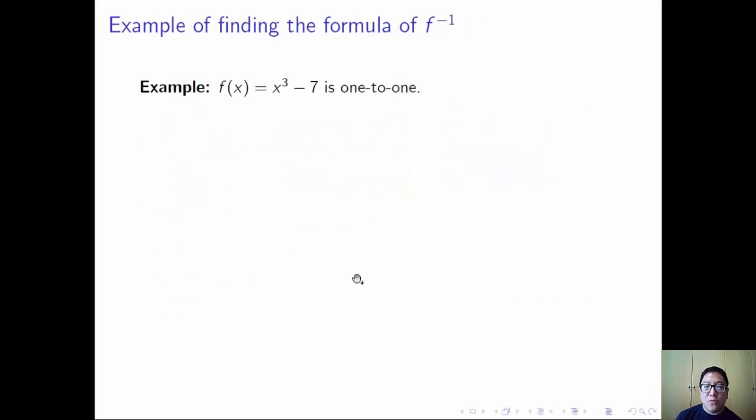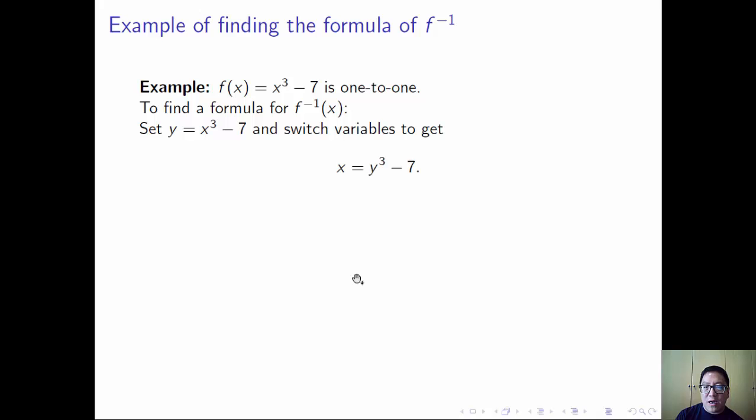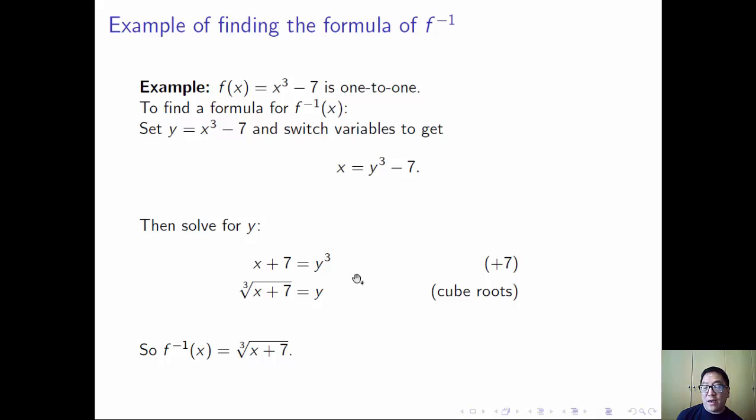All right, so turning to an example, take f of x equals x cubed minus 7. Turns out that's not obvious, but it's true. That's 1 to 1. So to find a formula for f inverse of x, you set y equals x cubed minus 7, and switch the variables x and y to get that x is equal to y cubed minus 7, and then you solve for y. So then you add 7 to both sides and get x plus 7 equals y cubed. Take the cube root of both sides and get that y is equal to the cube root of x plus 7. And so that's your answer. f inverse of x is equal to the cube root of x plus 7.